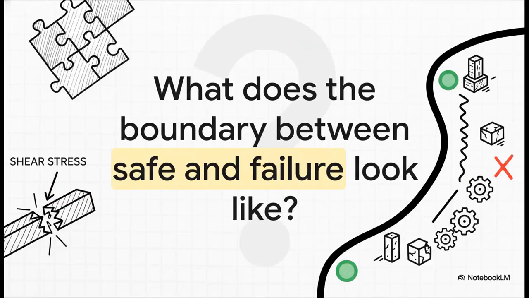Okay, we have all the pieces of the puzzle now. We know how to find the most important stresses, the principal stresses, and we know that shear stress is the main culprit for failure. So what does the actual map, the boundary between safety and failure, what does it look like? How can we possibly visualize it?